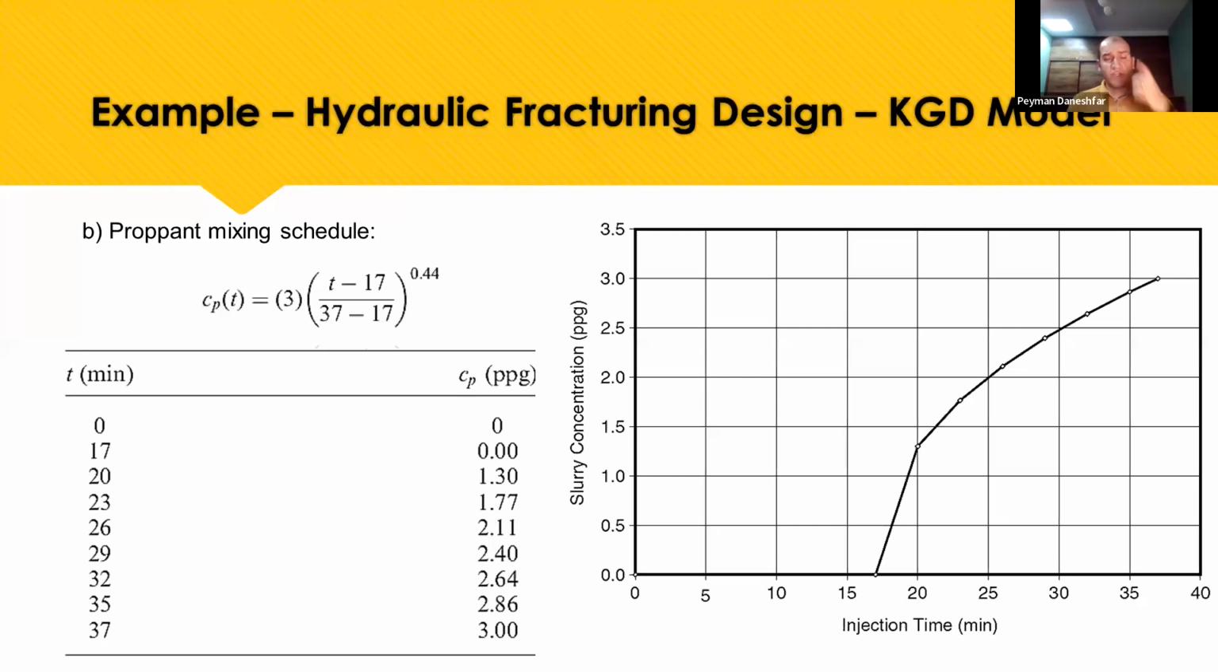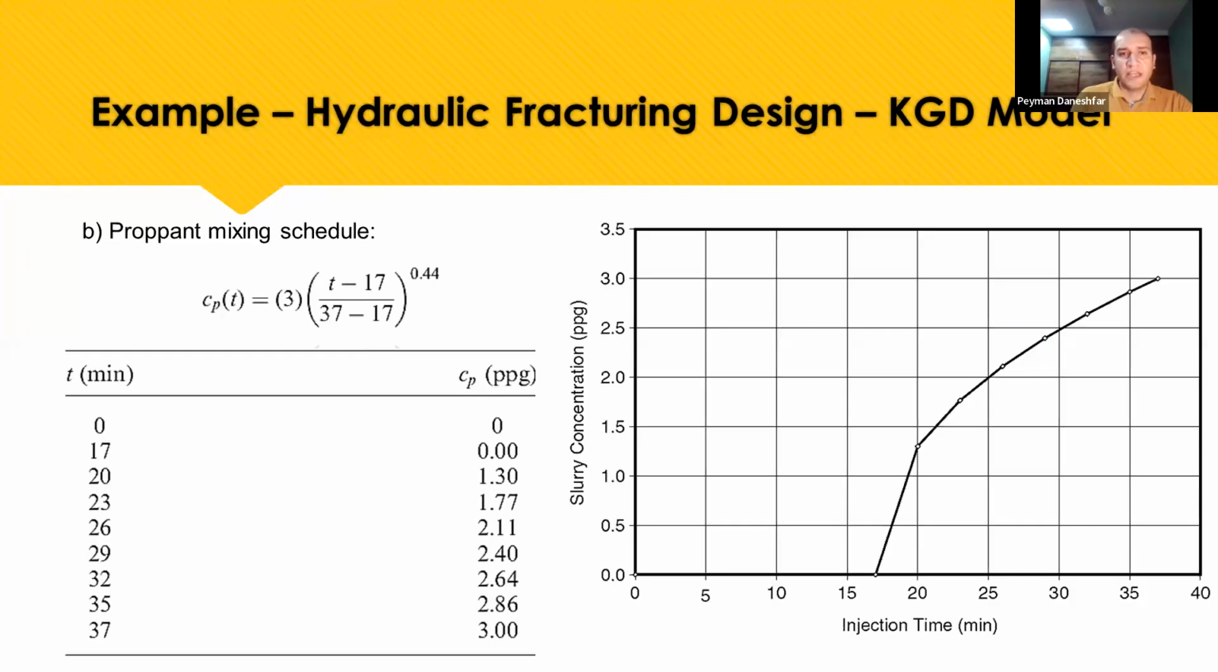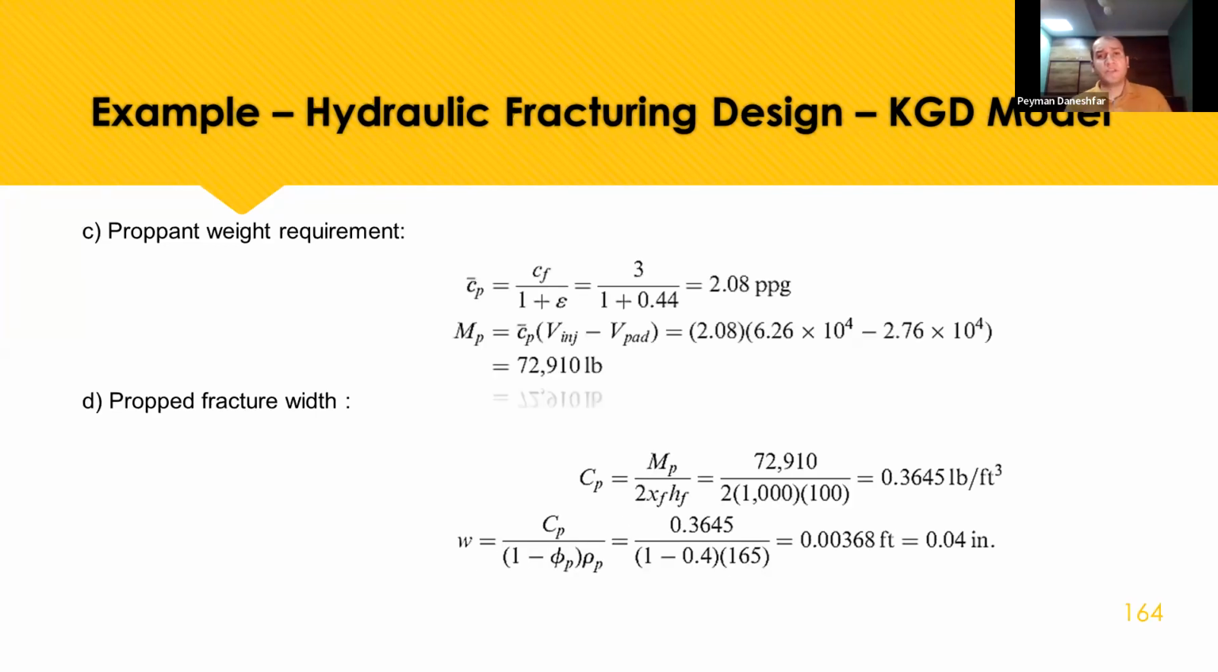You can find the concentration. In these slides we find the time of 35 minutes, and when we put in 35 minutes, we see that it gives a slurry concentration of about 3. This is a proppant mixing schedule that you can find, and you can put a time in it, and every time you change it, you can find the proppant mixing schedule.